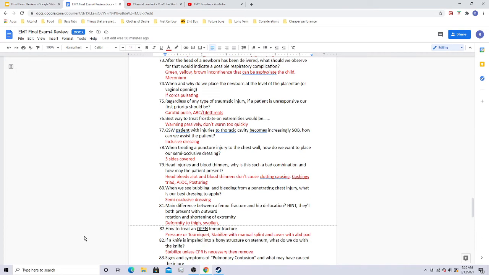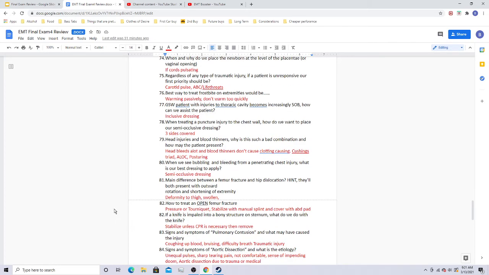Head injuries and blood thinners, why are they such a bad combination? Head bleeds a lot normally because there's a lot of vessels in the head. And blood thinners cause problems clotting. This will pretty quickly turn into posturing, Cushing's triad, and an altered LOC. If they're still decorticate, you've got a chance. If they're decerebrate, diesel therapy and a neurosurgeon is about the only thing that's going to help them at that point.